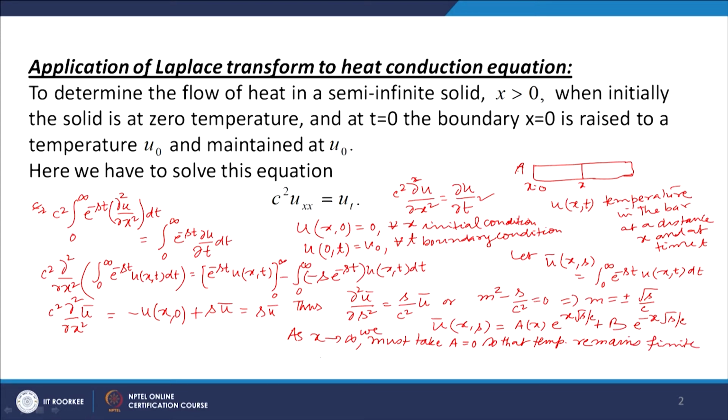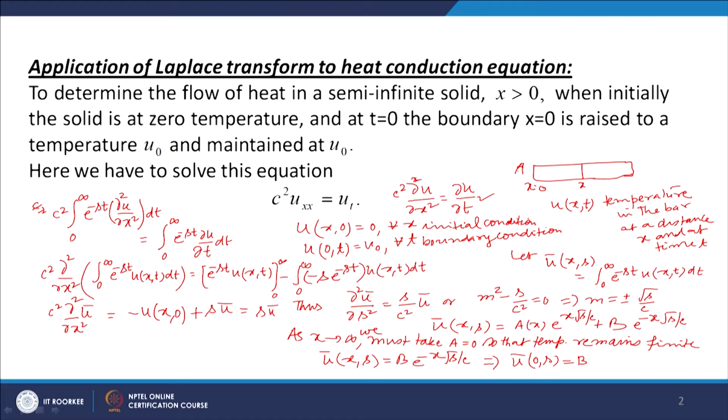Okay. So what we have? u bar x s equal to b times e to the power minus x root s by c. Now let us put x equal to 0. Putting x equal to 0, we get u bar 0 s equal to b, and now let us find u bar 0 s. So we have u 0 t equal to u naught.